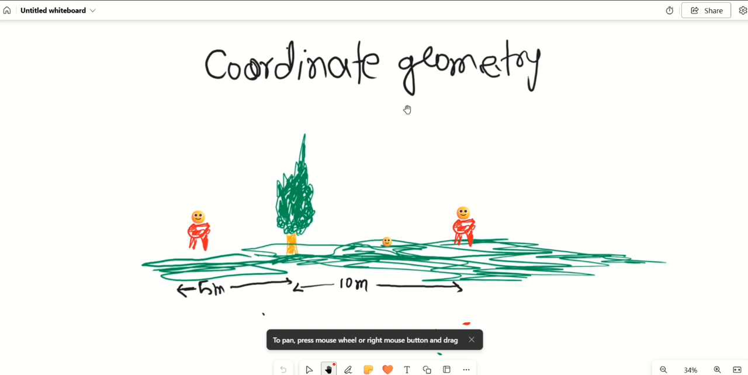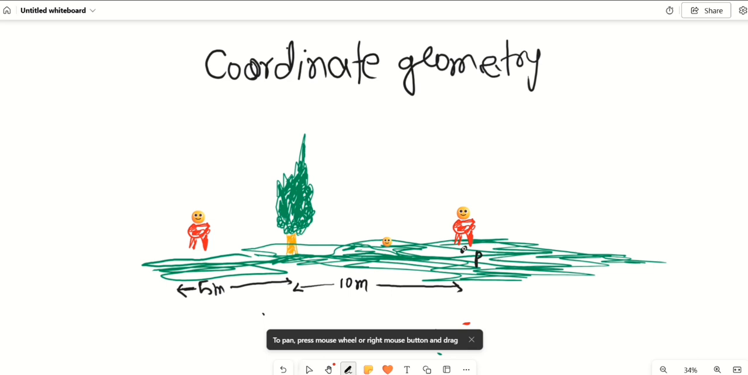Before diving into the concept, let's first understand some scenarios. Suppose you are standing 10 meters from a tree, and your friend is standing 5 meters away from the tree but in the opposite direction. I mean, you are 10 meters to the right and your friend is 5 meters to the left. So basically this point is your position P.